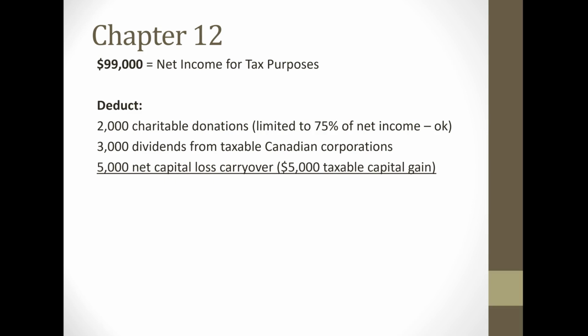As well, the net capital loss carryover. So the net capital loss carryover, even though we had a larger amount, we can only deduct it against taxable capital gains. And remember, our taxable capital gain, the 50% amount on the sale of the land, was only $5,000. So we can only use $5,000 of that net capital loss carryover. And that's going to bring us to taxable income of $89,000. So that's how we get from net income for tax purposes to taxable income.